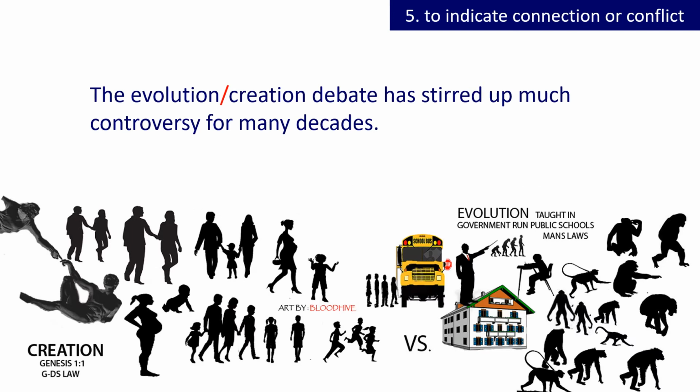Use number 5, to indicate connection or conflict. The picture shows a cleverly designed graphic showing the conflict between those who believe in creation and those who believe in evolution. The sentence reads, the evolution/creation debate has stirred up much controversy for many decades. It could also be written, the evolution versus creation debate.